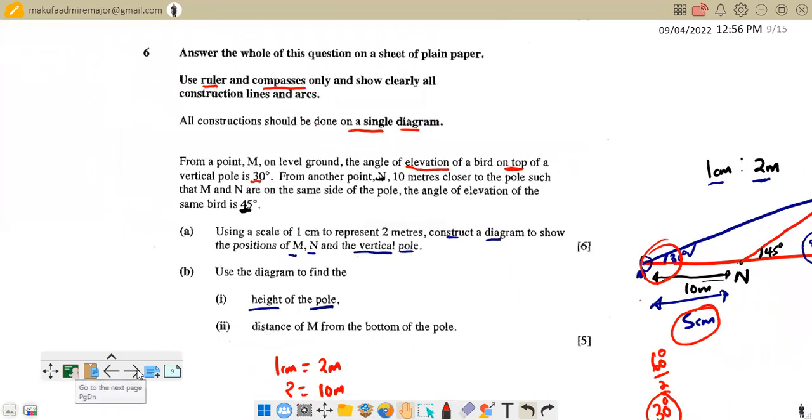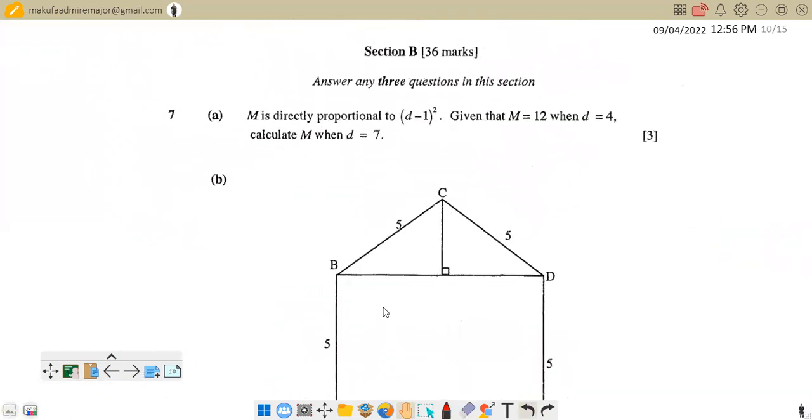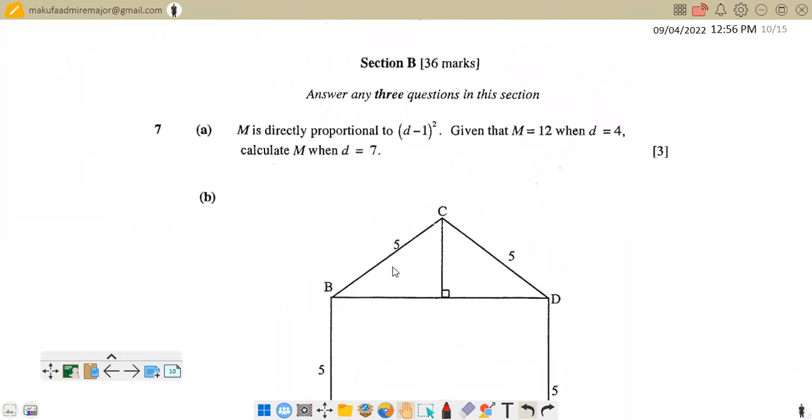Let us move on to the other question, which is question 7. Question number 7, that's our section B. On these ones, we're answering 3 questions. Now, remember, we answer 4 questions. You have to choose 4 questions, but in this case, it was 3. So m is directly proportional to d minus 1 squared. Okay, so let us start with the statement that you are given here. We are given that m is directly proportional to d minus 1 squared.